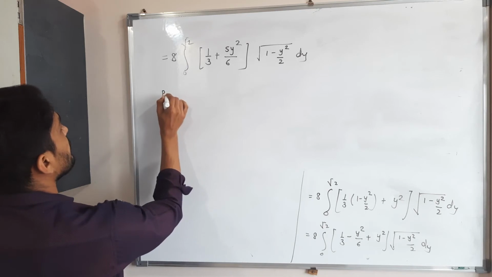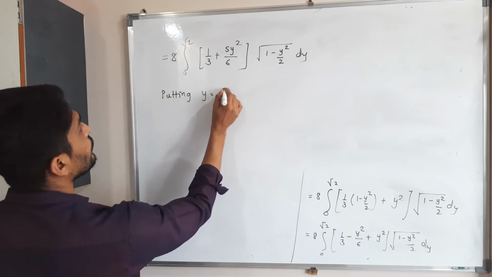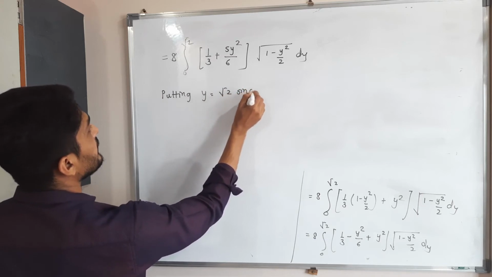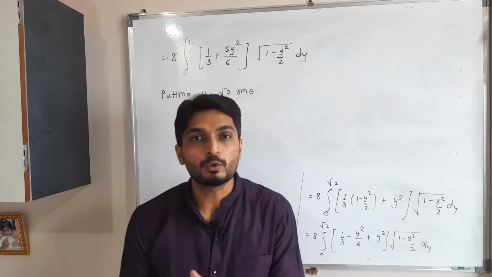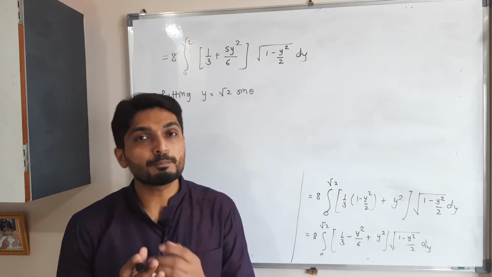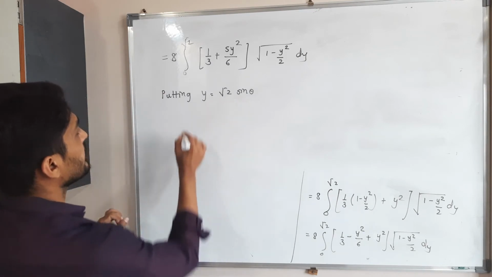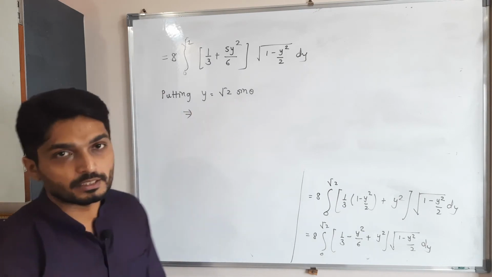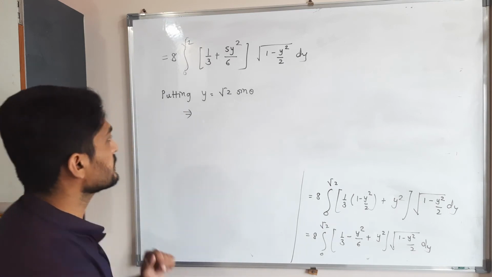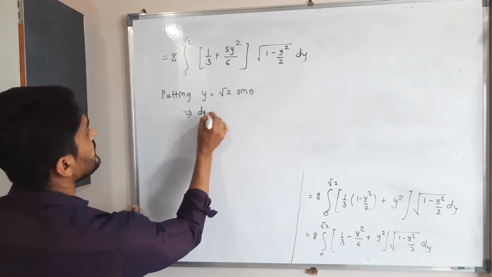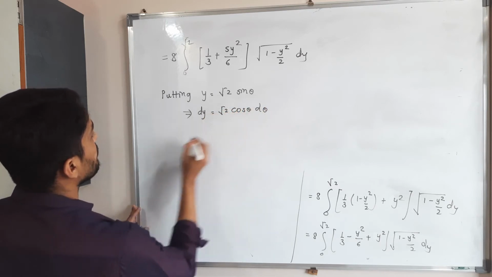So I am putting y is equal to root 2 sine theta. I'm choosing sine because I wish to convert this problem into beta and gamma function. So that's why I'm putting y is equal to root 2 sine theta. Keep in your mind, when we put anything, we have to take its derivative and we have to change limits also. So let us find its derivative. dy is equal to root 2, which is a constant, times the derivative of sine theta, which is cos theta, and obviously d theta will be there.